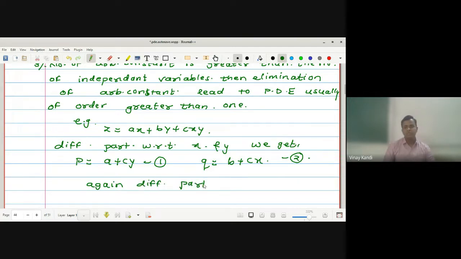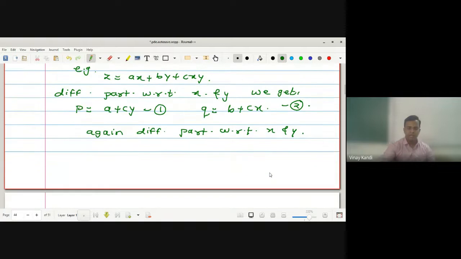Again differentiate partially with respect to x and y. So here we get dou z by dou x.